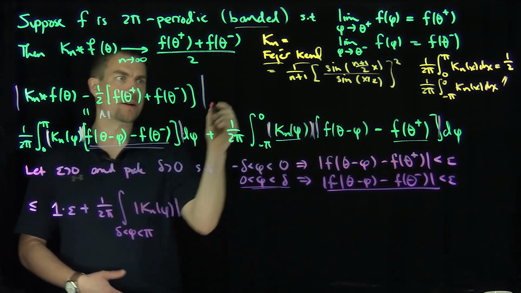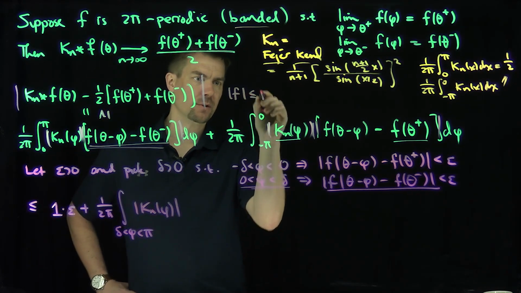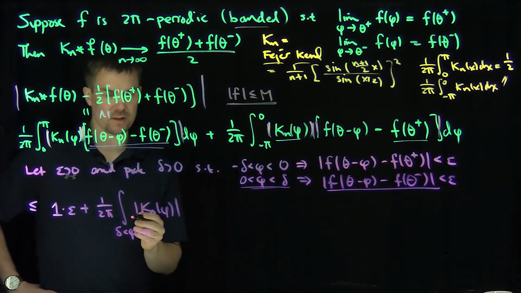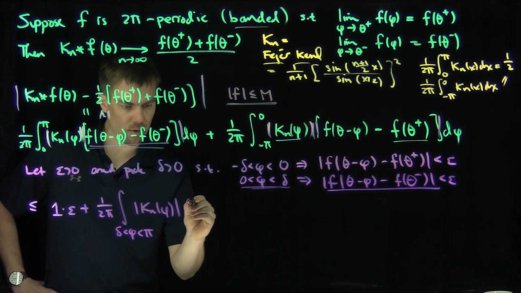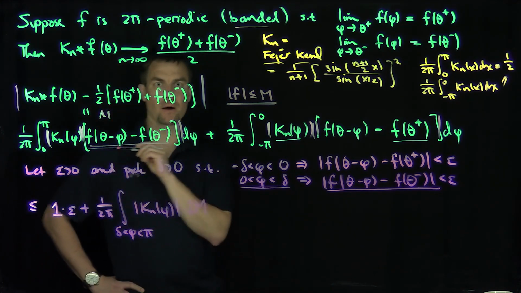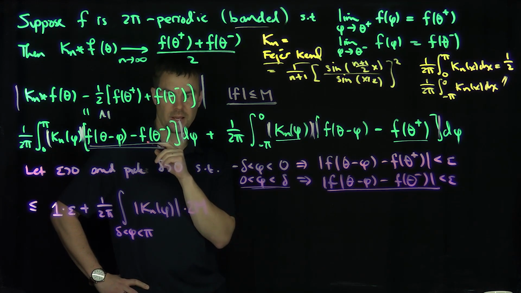So I'm going to say that there's a bound on f, so we're going to say that f is less than or equal to some constant m over here. That's the boundedness on m. So I'm going to put in a 2m over here, 2m for the bound on those things. That's the largest that those differences can be, okay?